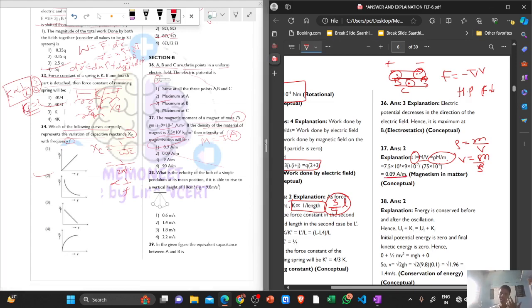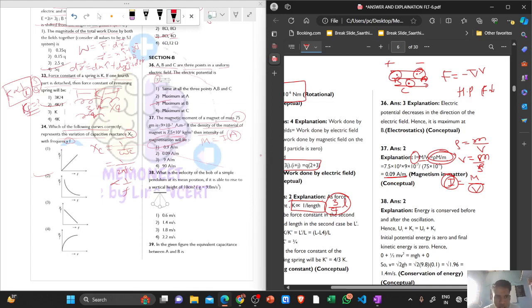Intensity of magnetization is represented by I. Because you know, intensity of magnetization, or intensity of polarization, is the net magnetization upon net volume. So you can get the volume through the density relation, and you can easily calculate the magnetization.